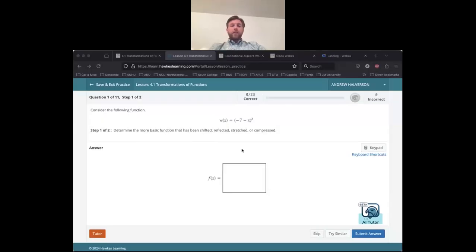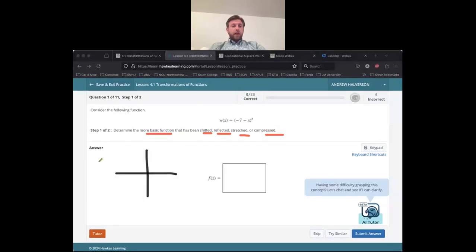Okay, so here they want you to determine the more basic function that has been shifted, reflected, stretched, and compressed. So what we're doing is we're taking the graph of a function, okay? Suppose I have something like this, just the traditional quadratic function. This is the function f of x equals x squared.